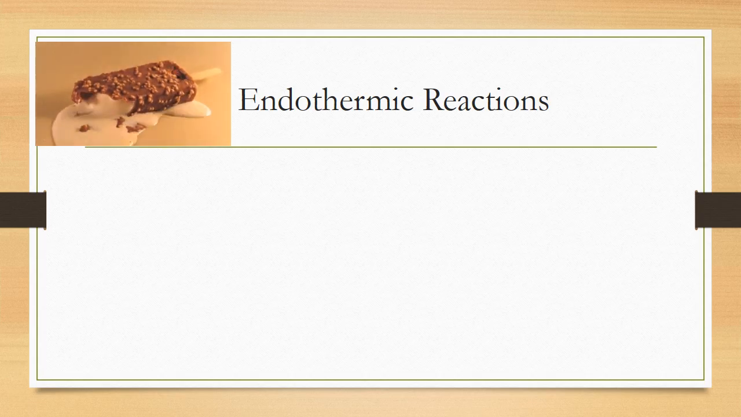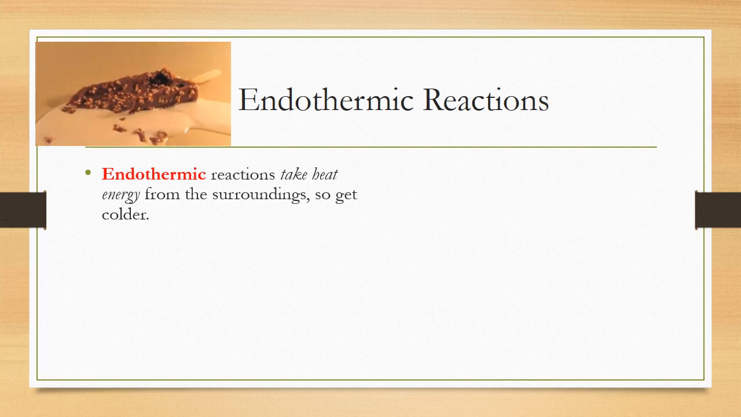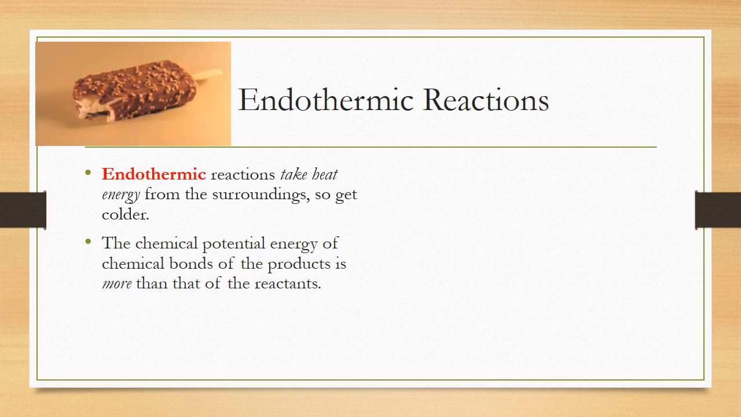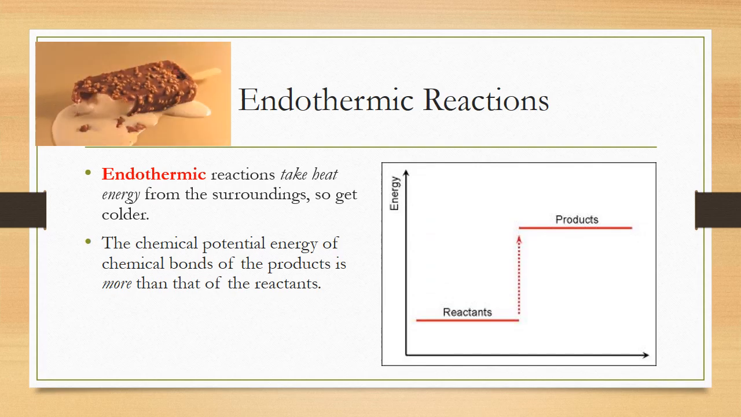And we also have endothermic reactions there. There's an example of an endothermic reaction where, in endothermic reactions, basically the reaction takes heat energy from the surroundings and so gets colder. So the chemical potential energy of the chemical bonds in the products is now more than that of the reactant. Okay, so again, we have the diagram here.